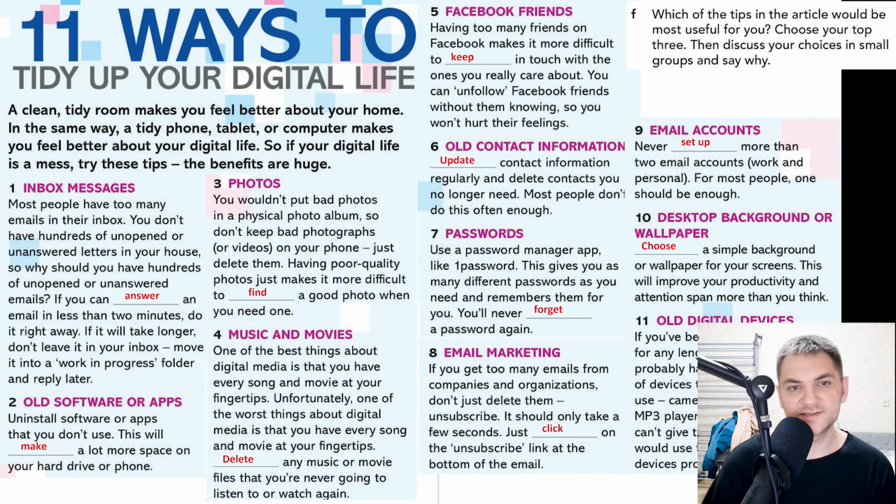Activity F. Discuss. Finally, it is your turn to speak. Look back at the 11 tips in the article. Choose 3 tips that would be most useful for you. Then share your choices and explain why. For example, I chose tip 1 because I have too many emails and never answer them quickly. I chose tip 5 because I follow too many people on social media and it's distracting. I chose tip 8 because I get spam emails all the time and I need to unsubscribe from them.